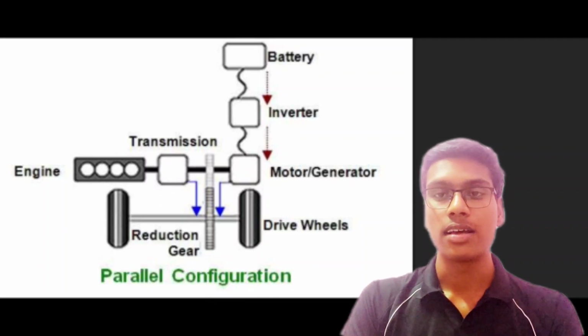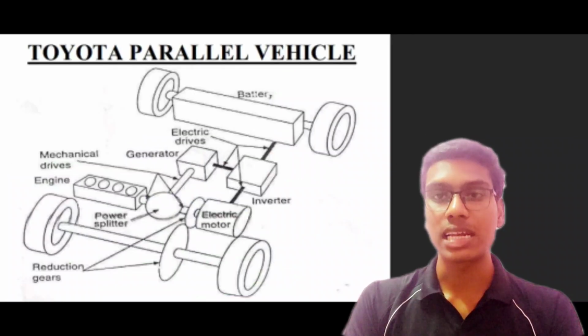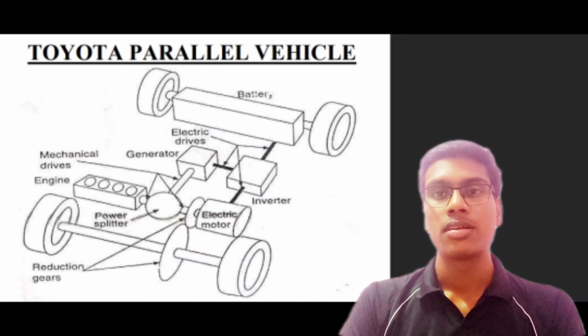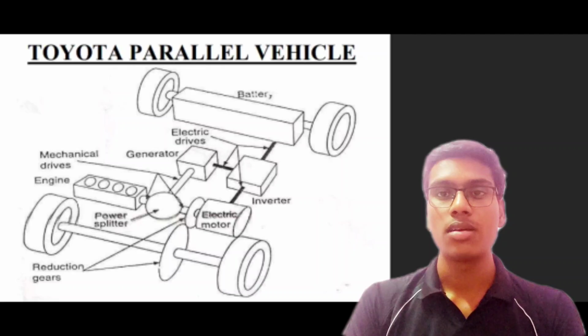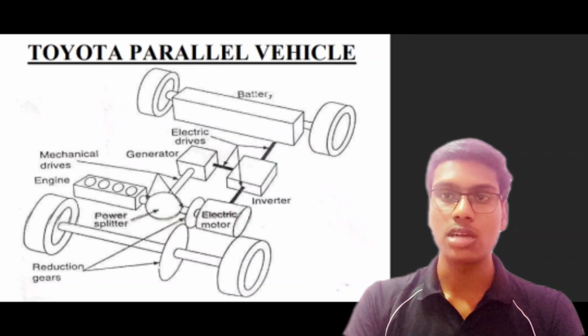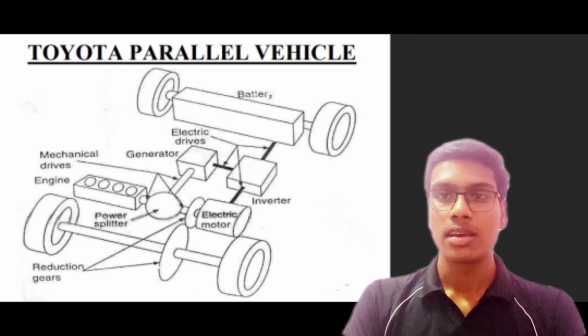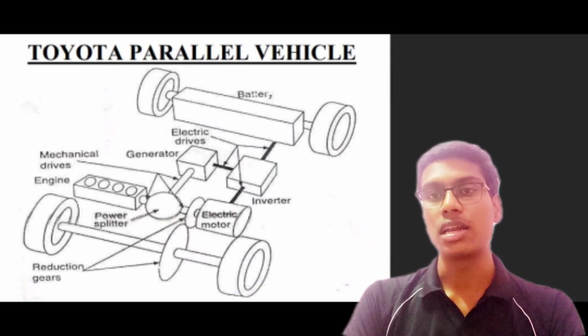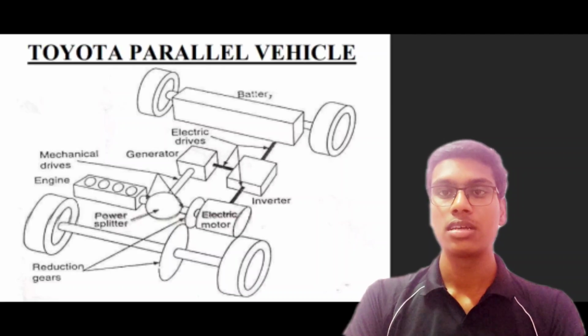Whereas in parallel, with the help of the transmission system, both will come into the picture. Both the internal combustion engine as well as the motor will rotate for the movement of the electric vehicle. This is the basic thing. So how is the battery getting charged? The battery is getting charged in the parallel hybrid electric vehicle with the help of the regenerative braking system as well as the assisted battery charging method.